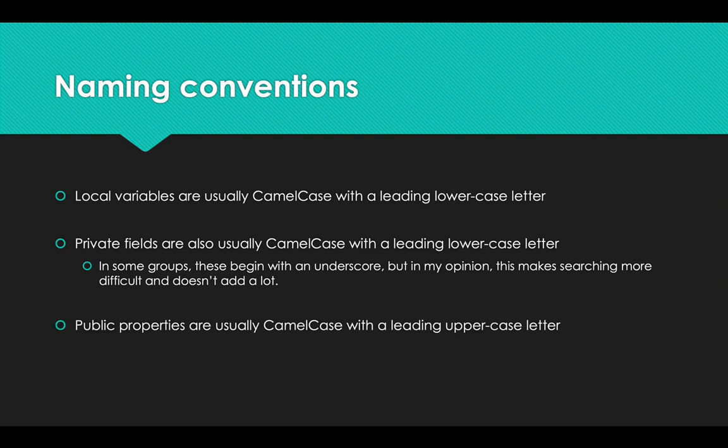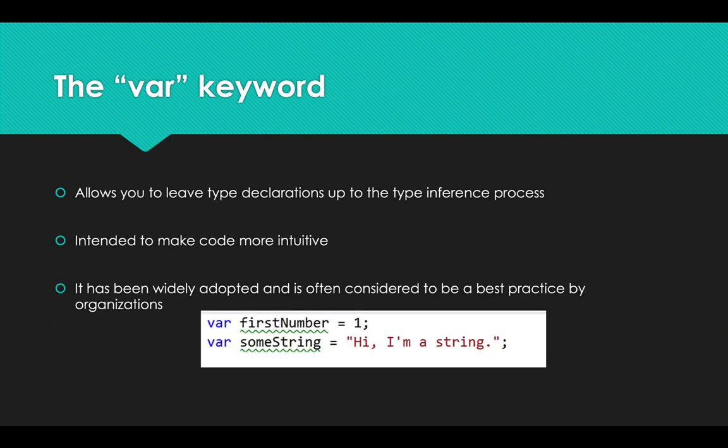In any event, public properties are almost exclusively camel case with a leading uppercase letter. This allows you to very quickly understand the visibility of the property, and it also helps you distinguish between things that are associated with the class that you're working on and just a local method variable that isn't associated with that class.